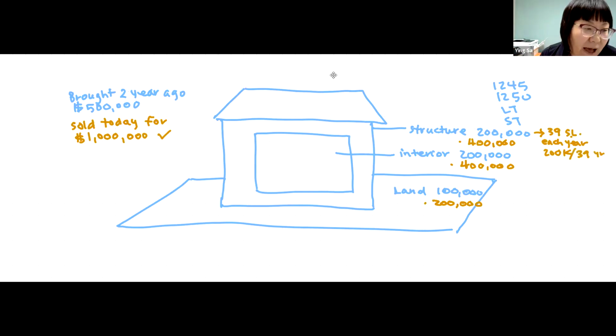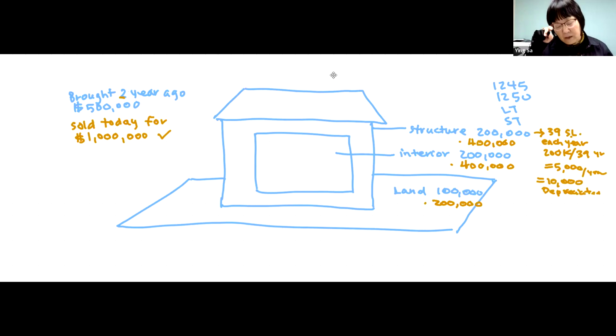So that gives me 5,128. So I'm just going to make it simple at 5,000 a year. So 5,000 a year, 2 years, because I had it for 2 years. So that means 10,000 total was depreciated. So what happened to the 10,000 when we say depreciated? That means you have already reduced your taxable income from prior years. You already enjoyed the tax deduction, this 10,000. So what is the book value of this structure right now? It is 200,000 minus 10K gives us 190K.